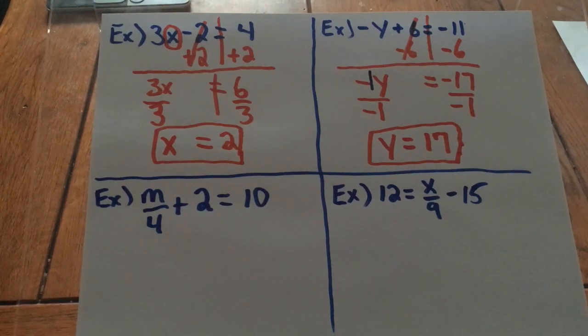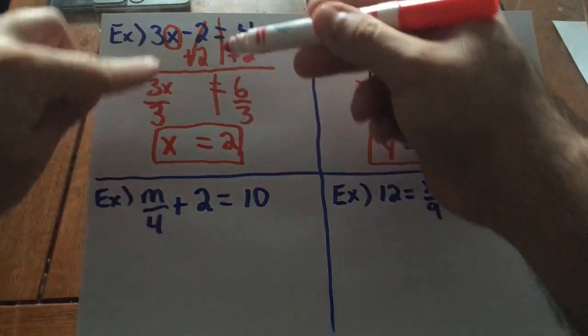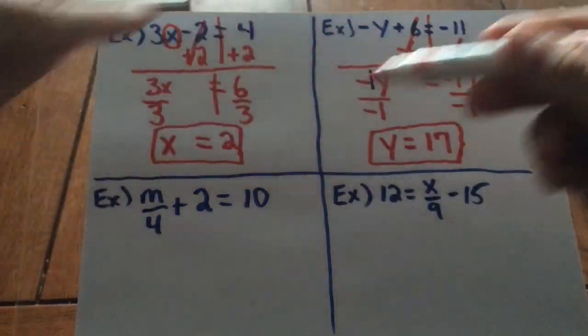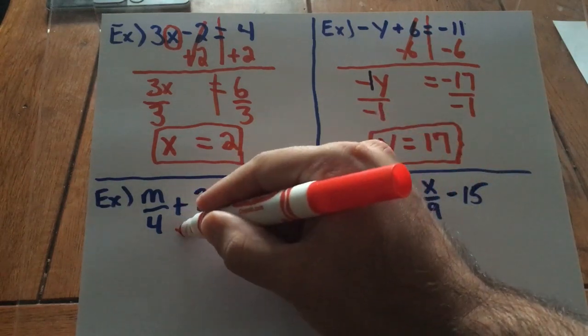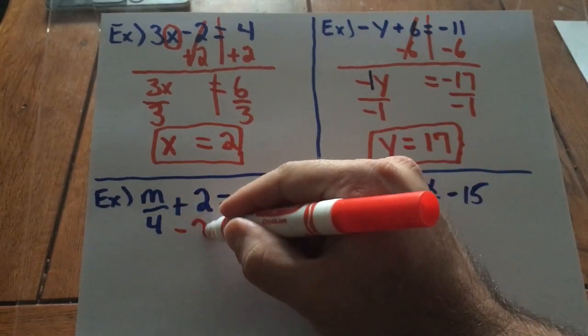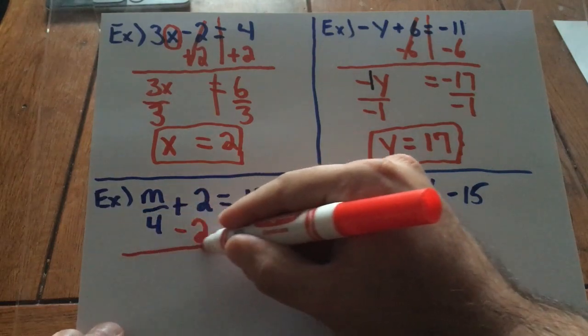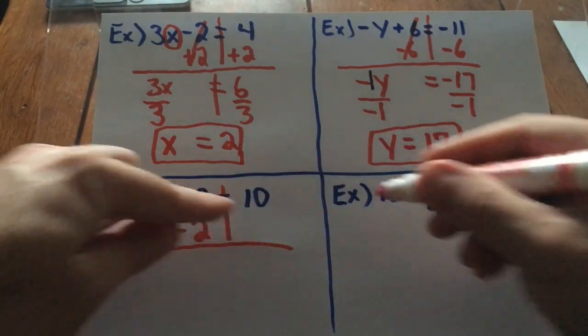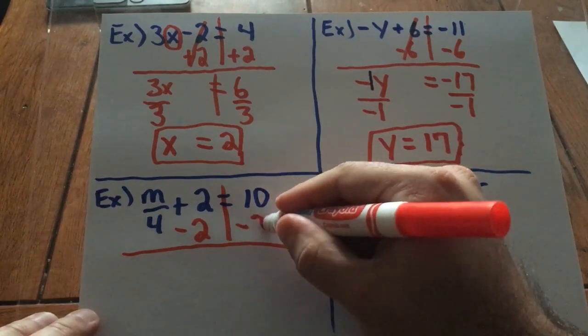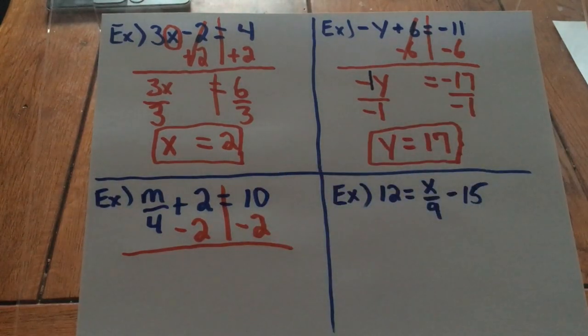Step 4 is to add or subtract to get the variable alone. So we're going to come through just like we did up here in these examples. We're going to do the same thing right here. I've got a plus 2. To undo a plus 2, I want to subtract 2. And again, what I do on one side of the equals, I always have to do on the other. So I'll come over here and I'll subtract 2 there.